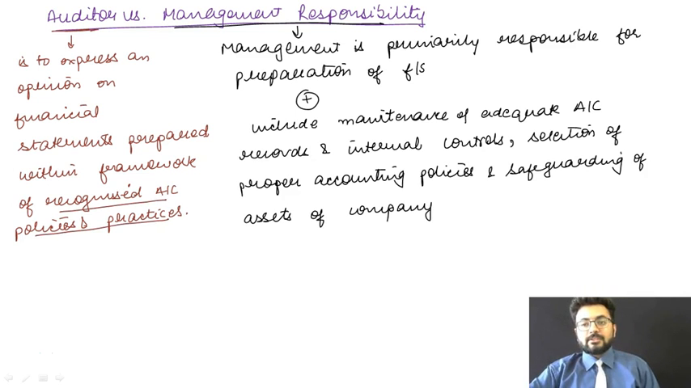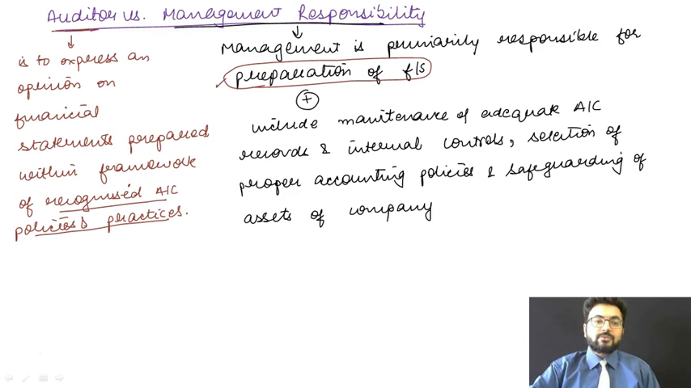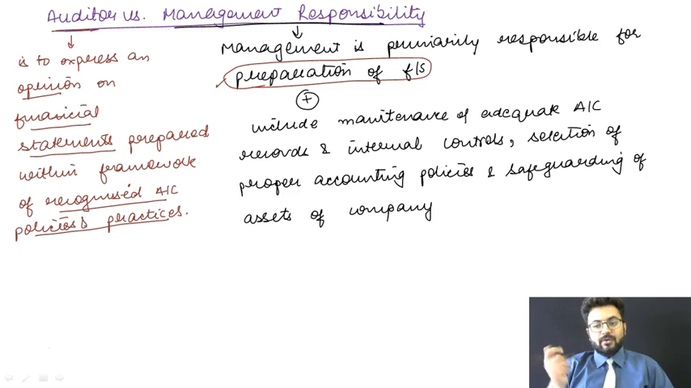So management is responsible for preparation of accounts. Can you easily fetch out the difference over here? Management is responsible for preparation of accounts, whereas the auditor is going to give an opinion. Just like in your school, what used to happen? You used to do your homework, solve your questions, and after that the teacher is going to give you a review: good, fair, excellent. Just like that, the auditor is going to give you an opinion.